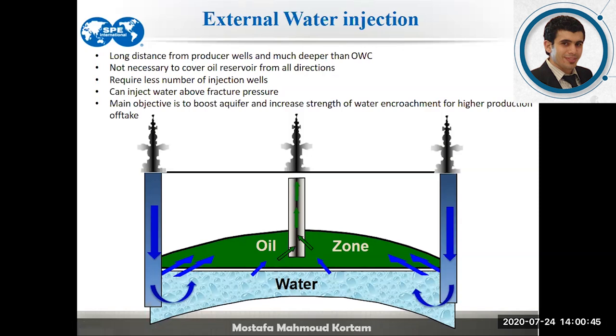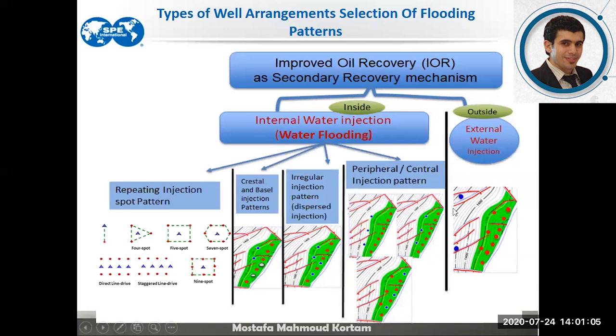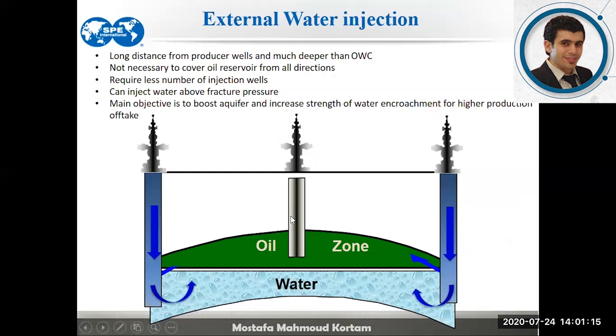You can inject even above the fracture pressure. There is no worry about that particular issue, because there will not be a problem of inadequate performance resulting from injecting in a fracture mode, since those injection wells are very far from the producer well. So there should not be a problem at all about the fracture pressure. The main objective of this class of injection pattern is to boost the aquifer and increase the strength of the water encroachment for higher production.